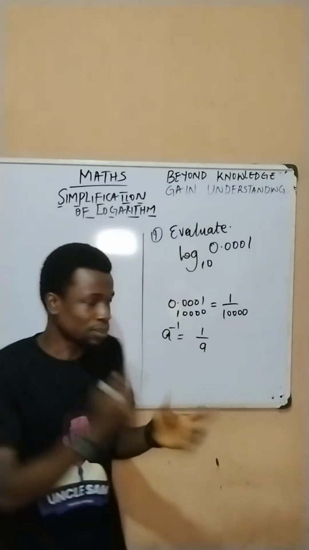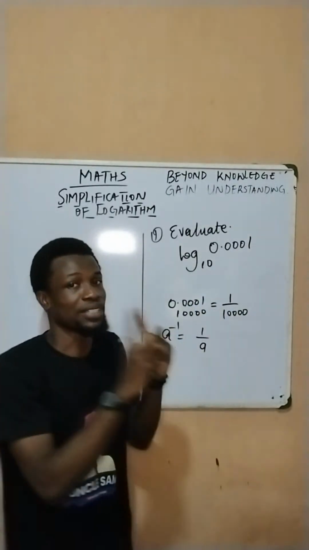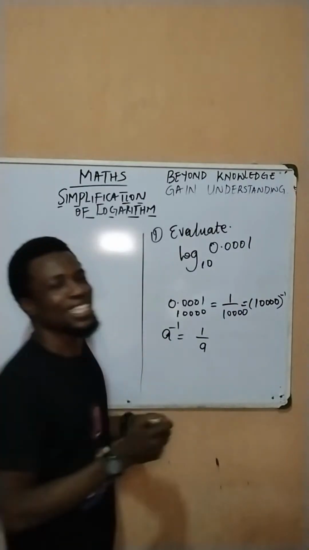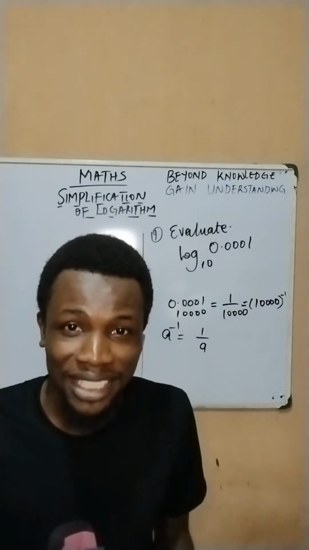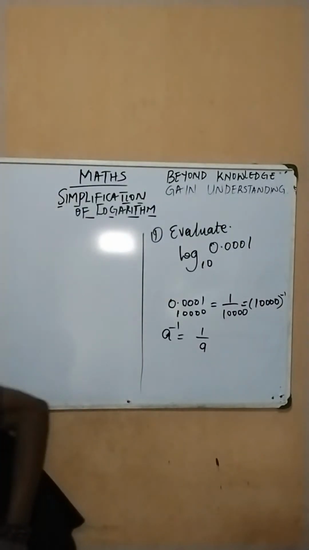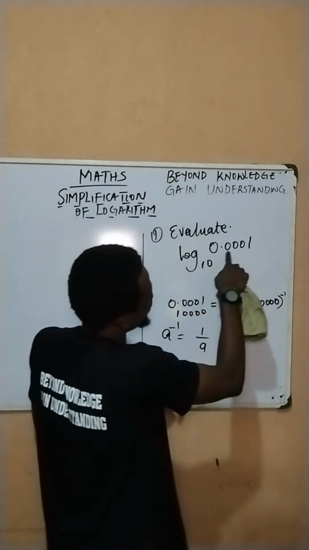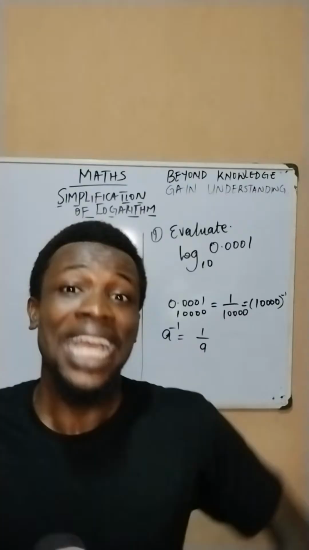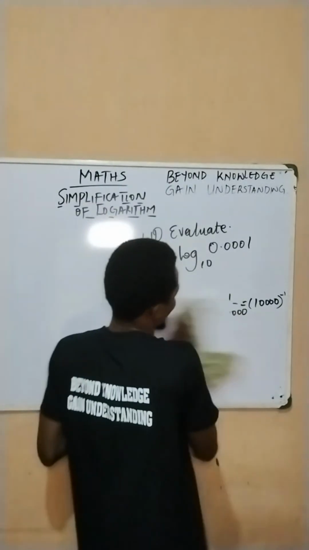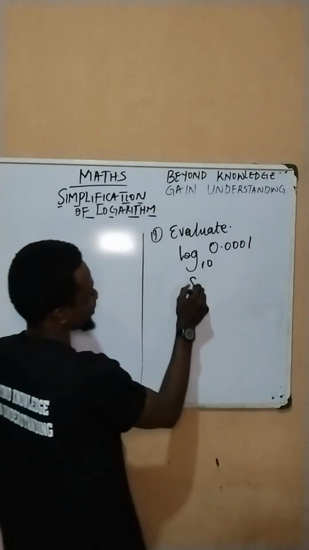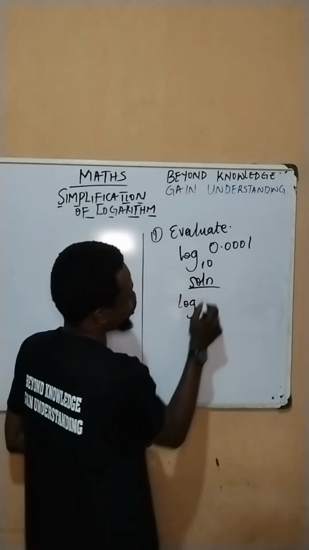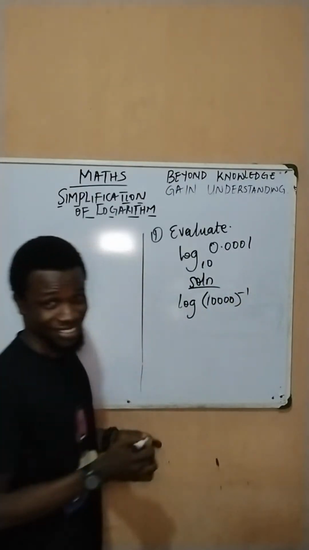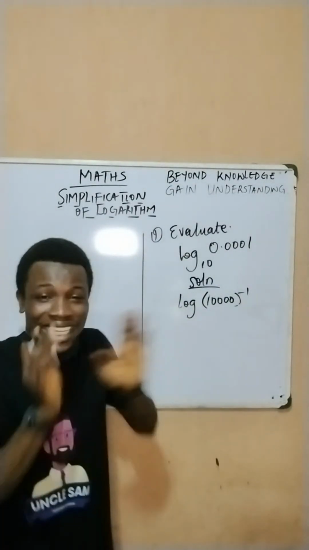I can rearrange it to be 10,000 raised to the power of negative 1. So this is as simple as saying 10,000 raised to the power of what? Negative 1. Now, this is something I can work with. So with this in mind, I can simply go over here and replace the 0.0001 with 10,000 raised to the power of negative 1. Now I can go on and solve without any fear. So solution. This becomes the log of 10,000 raised to the power of negative 1, which is what I've replaced this to be. This and this, they basically mean the same thing.